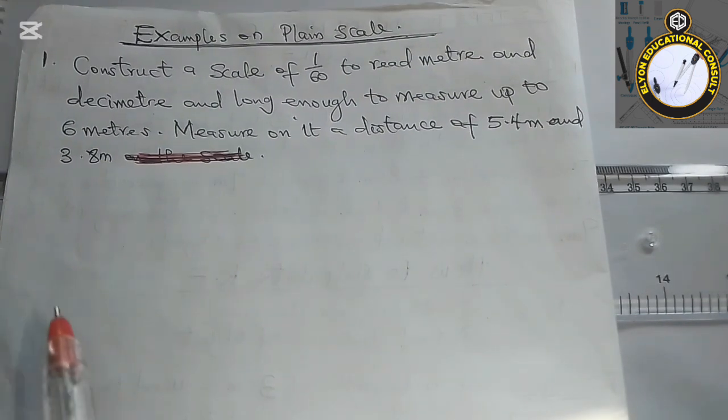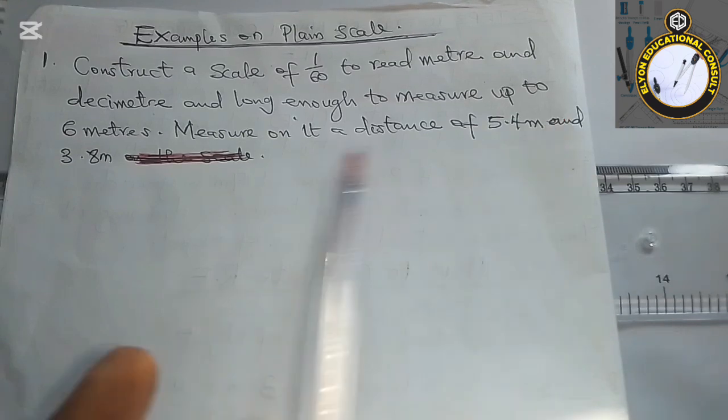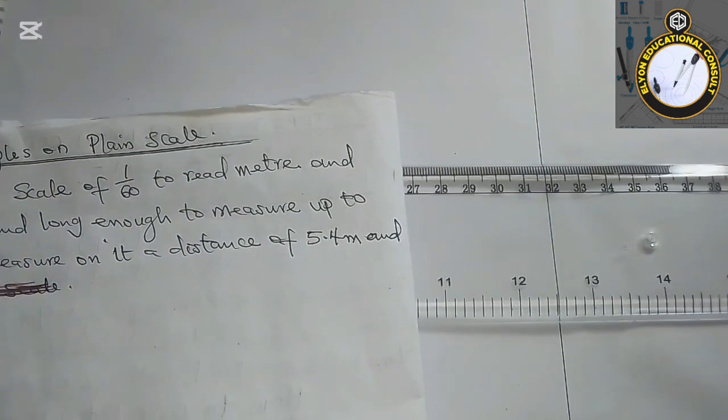That is, after we finish constructing the scale, we are going to measure lengths of 5.4 meters and 3.8 meters. So I will be teaching us as well how to take measurement from the scale. So let's quickly look at this.